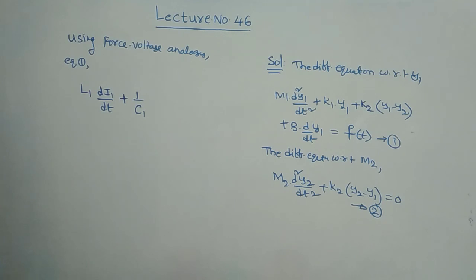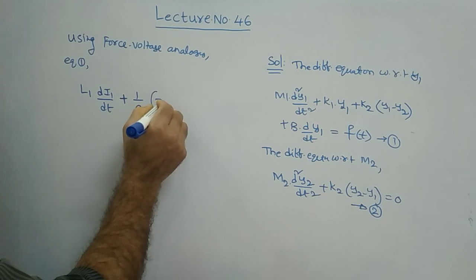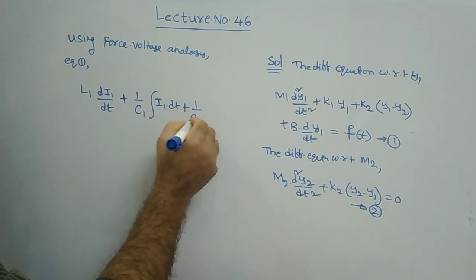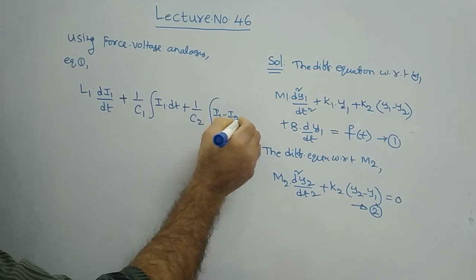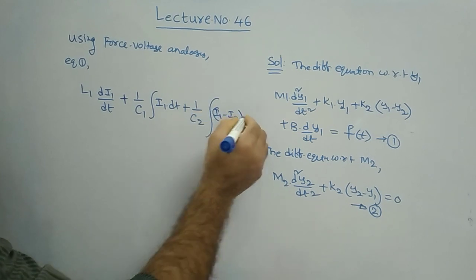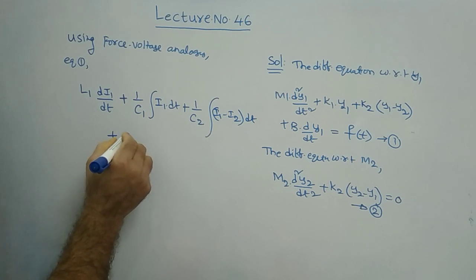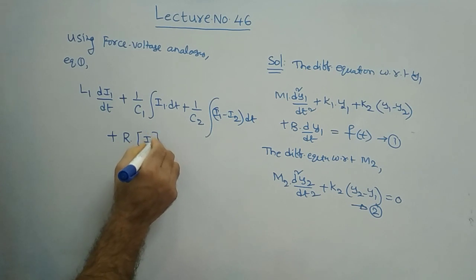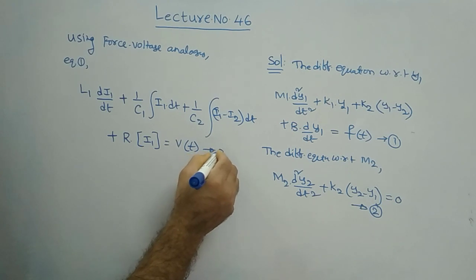What is y1 then? Integral of i1 dt, plus what is k2? That is 1 by C2, times the integral of I1 minus I2 into dt, plus b also there. B is nothing but your R. R into I1 equal to your V of t. This is equation number 3 now.